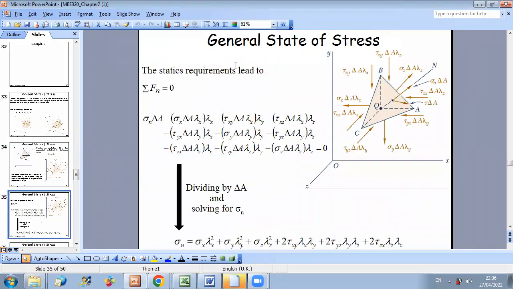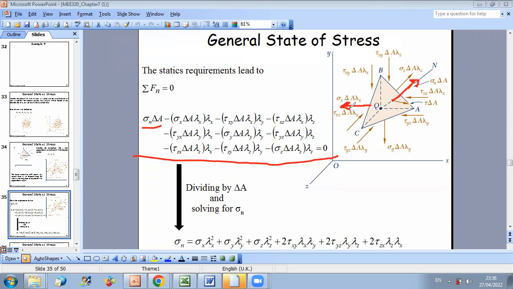So here we can see the equation of projection along n. All we have to do is to project all forces along un. For example, if we start with sigma n delta A, it is along the normal vector un. So you can say that you have first sigma n times delta A in the positive direction. Now, let us consider, for example, this force.